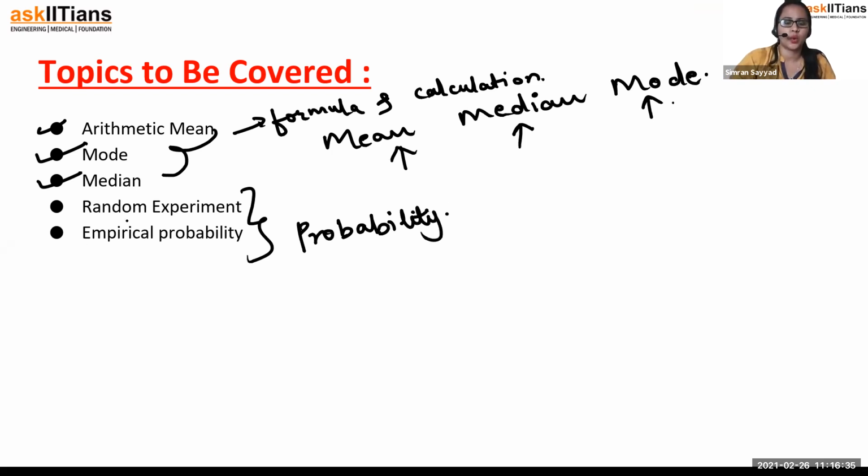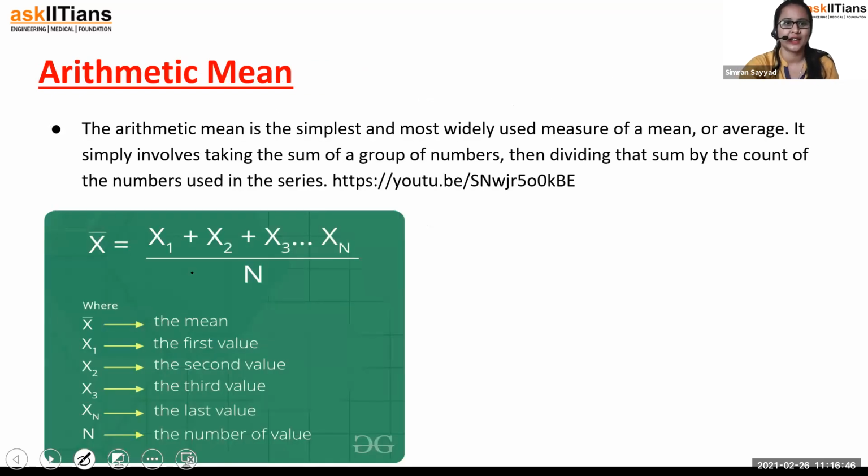So what is a random experiment and what is an empirical probability? We will be learning that. Great. Perfect. Let's start. First of all, we are going to see what an arithmetic mean is and how you can calculate an arithmetic mean.